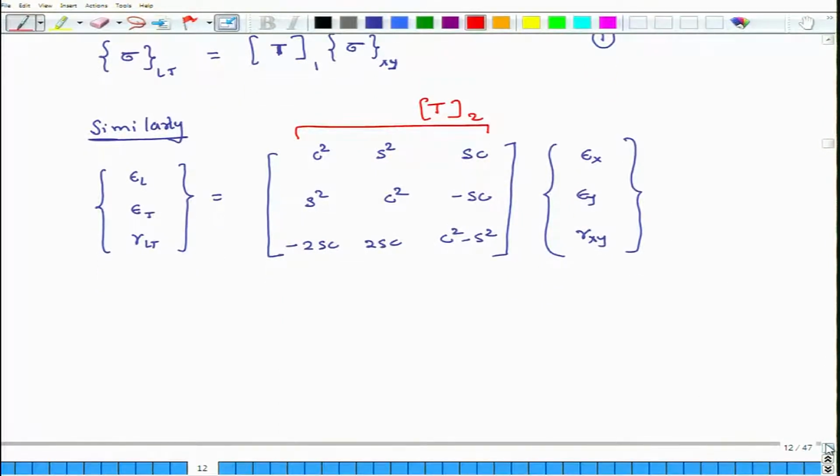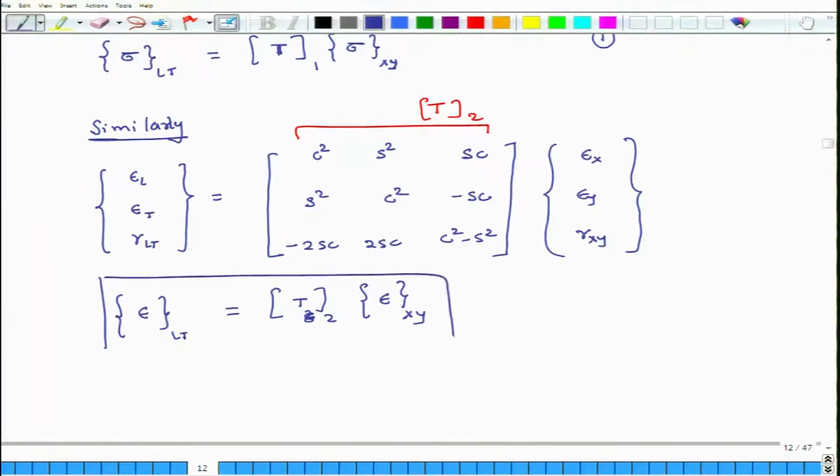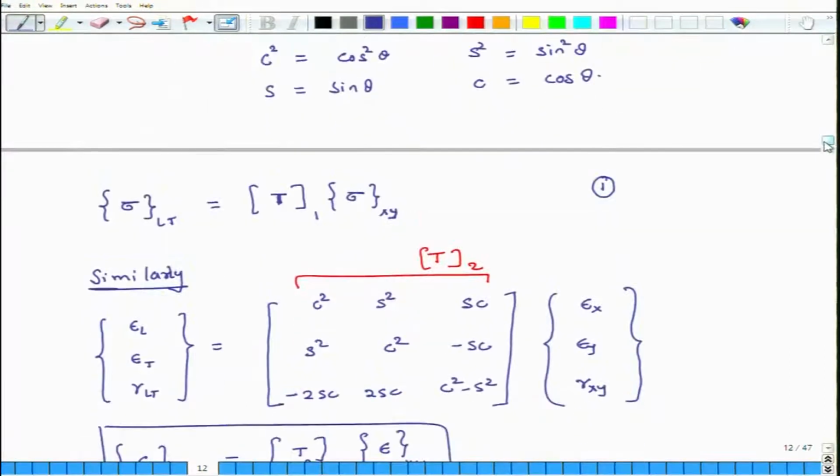So, in brief I can write this as strain measured with respect to LT coordinate system equals a transformation matrix which is T2, excuse me, times strain vector measured with respect to xy coordinate system. So, this is one equation and this is the other equation.